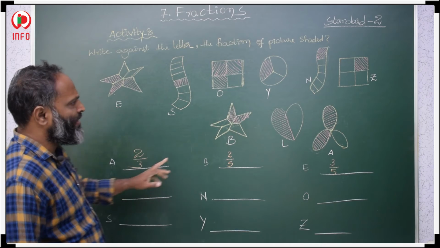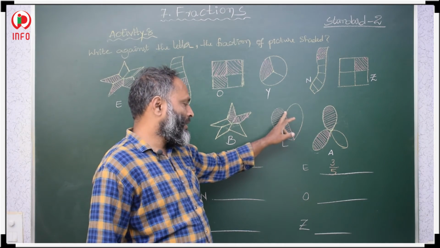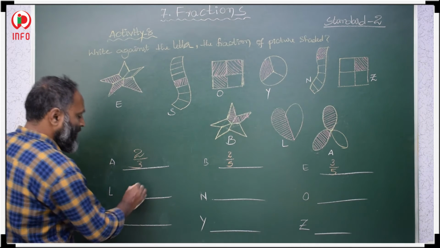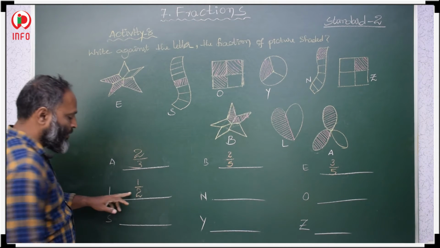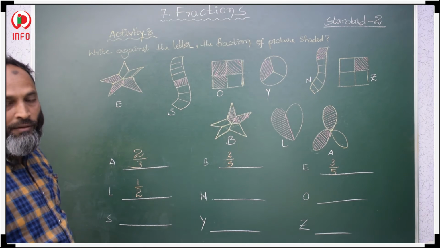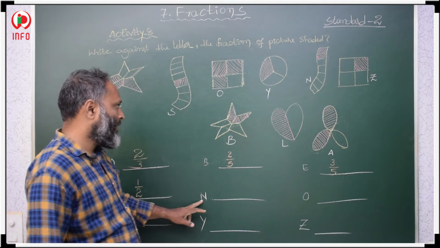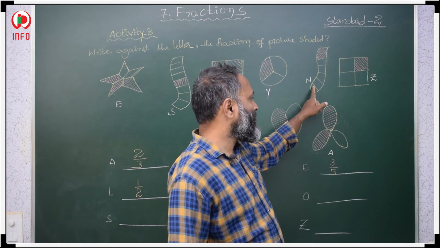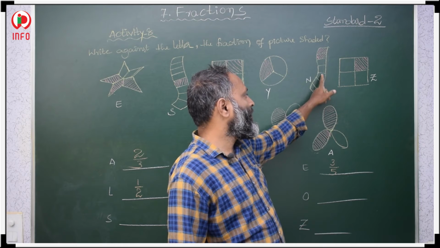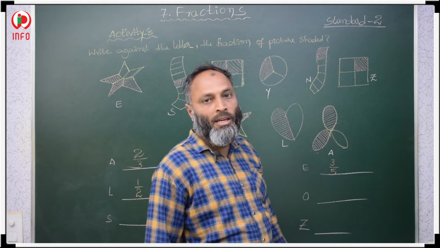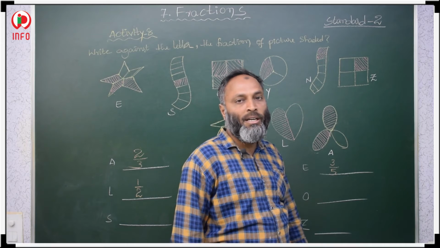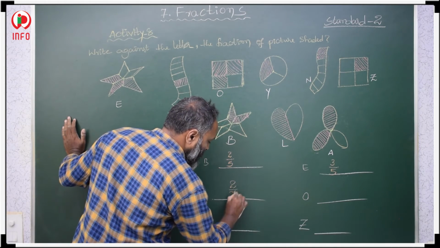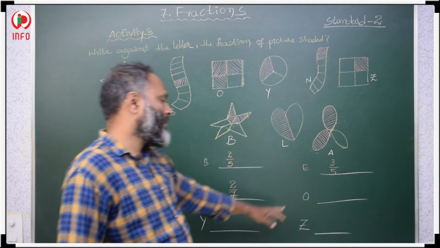Now, letter L, this is heart. This is divided into 2 parts, one part is shaded, half, that is 1 by 2 in fraction. Next, letter N. Where is our letter N? Here we have letter N, strip. In this strip, how many equal parts are there? 1, 2, 3, 4, 5, 6, 7. In 7 parts, 2 parts are shaded, that is 2 by 7.